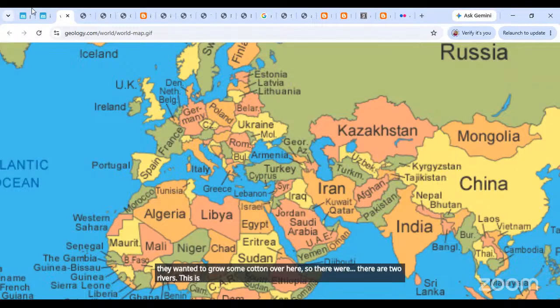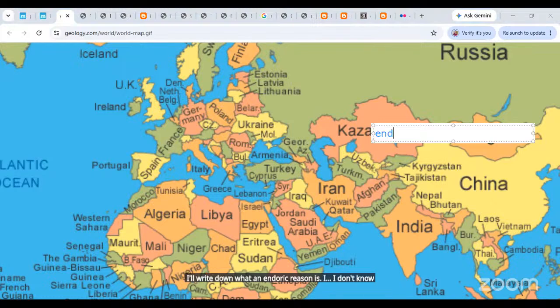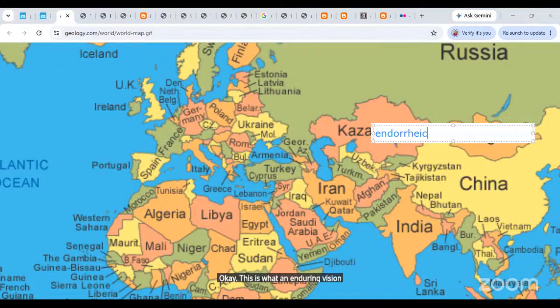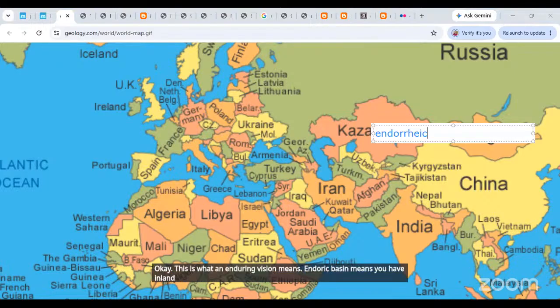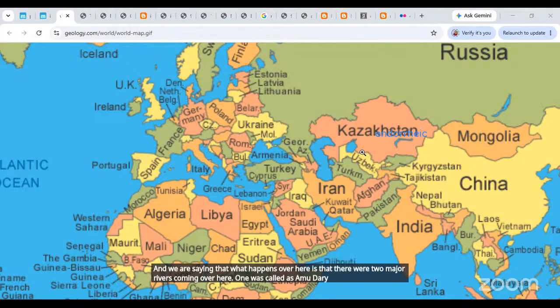This is an endorheic basin. I'll write down what an endorheic basin is. Okay, this is what an endorheic basin means. An endorheic basin means you have inland receiving: rivers coming in and pouring into that lake, okay. The Aral Sea famously is an endorheic basin. And what happens over here is that there were two major rivers coming in. One was called Amu Darya, the other was called Sir Darya. These two rivers were coming in and pouring their water into the Aral Sea.